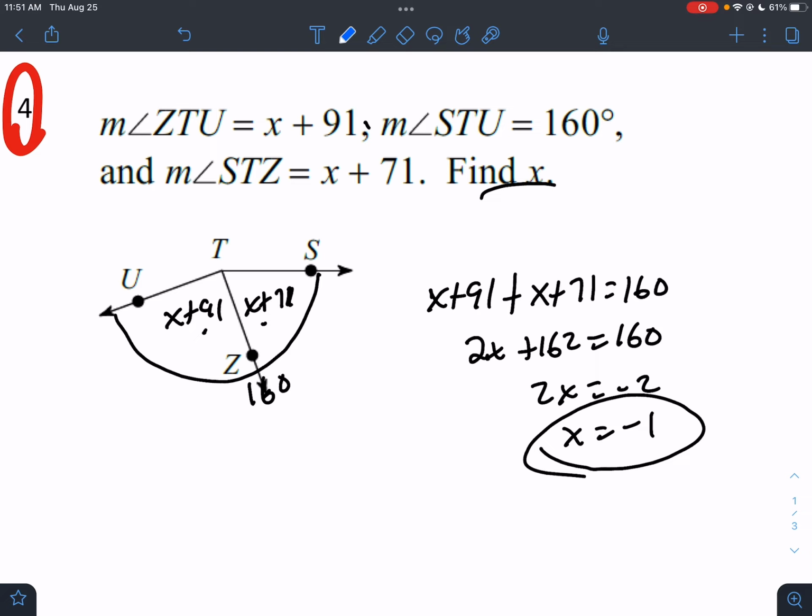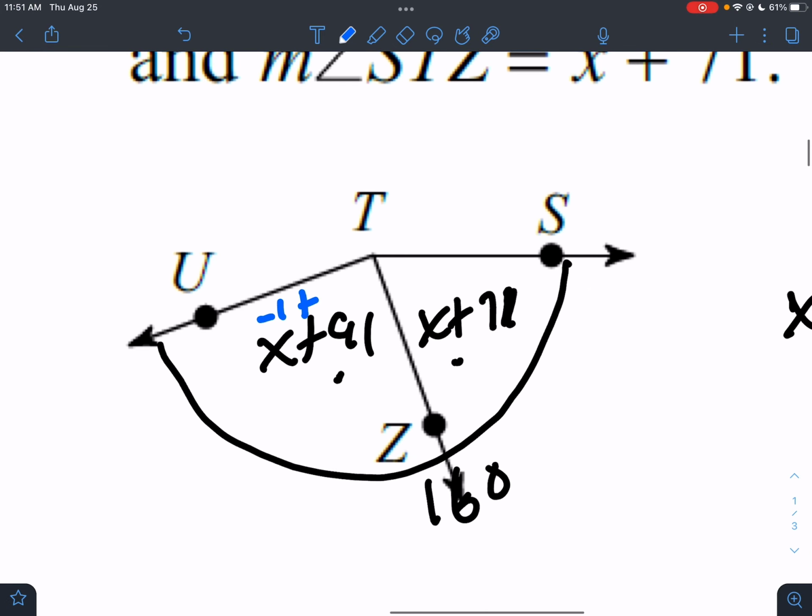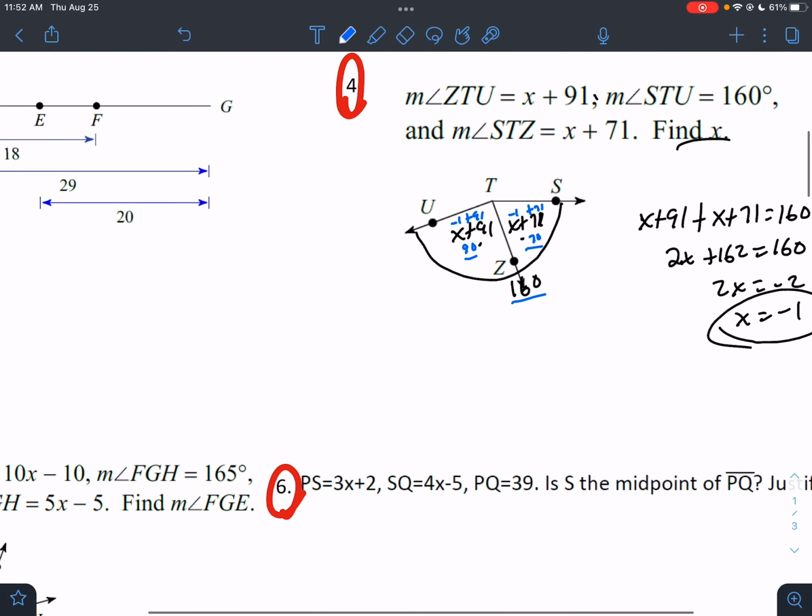If I plug in negative 1, negative 1 plus 91, that would be 90. Negative 1 plus 71, that would be 70. 90 plus 70, does that equal 160? Yes, we're good.